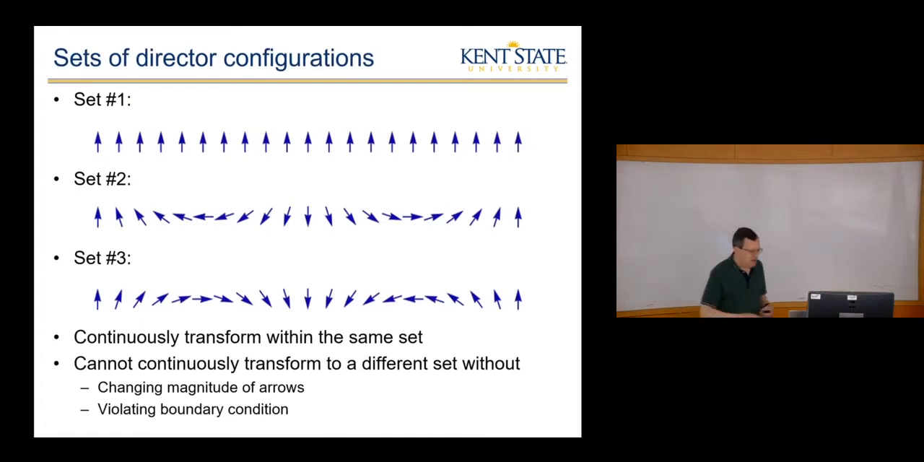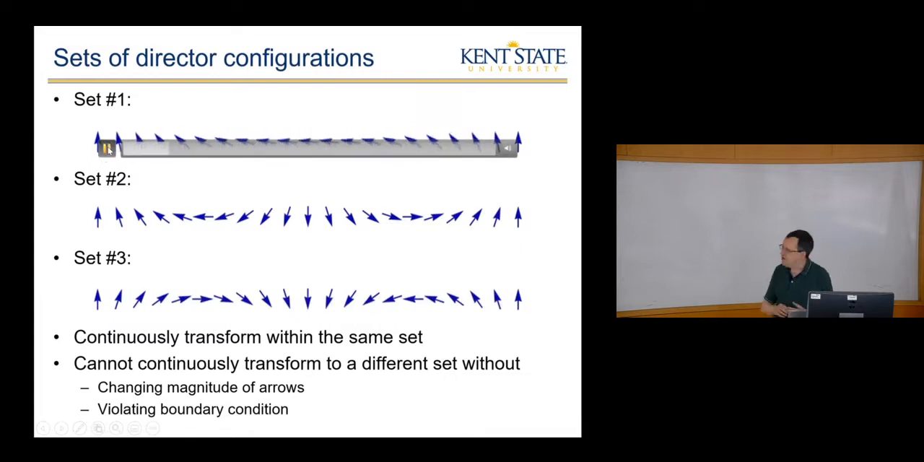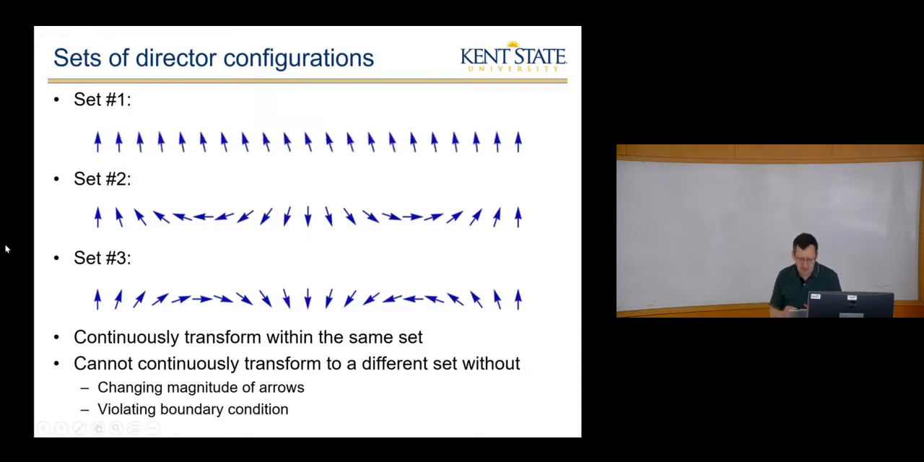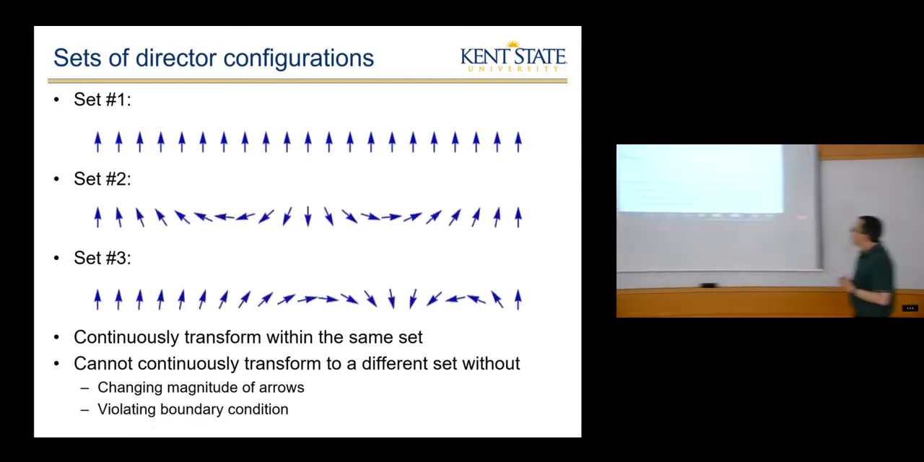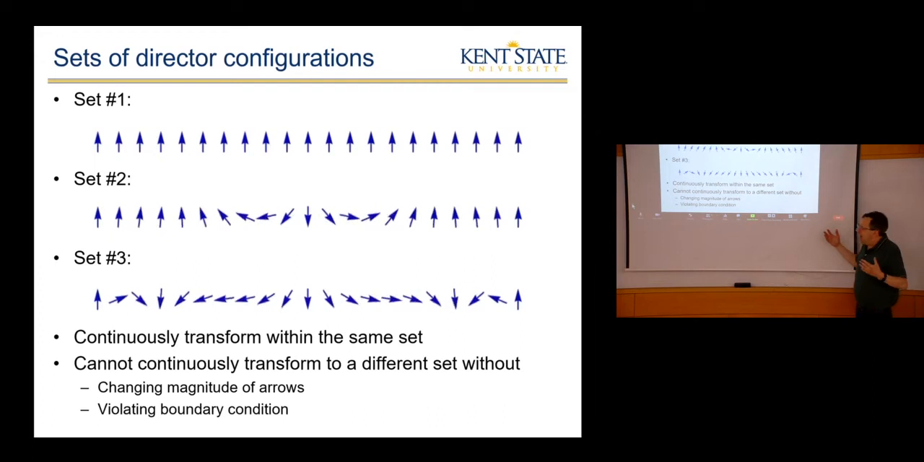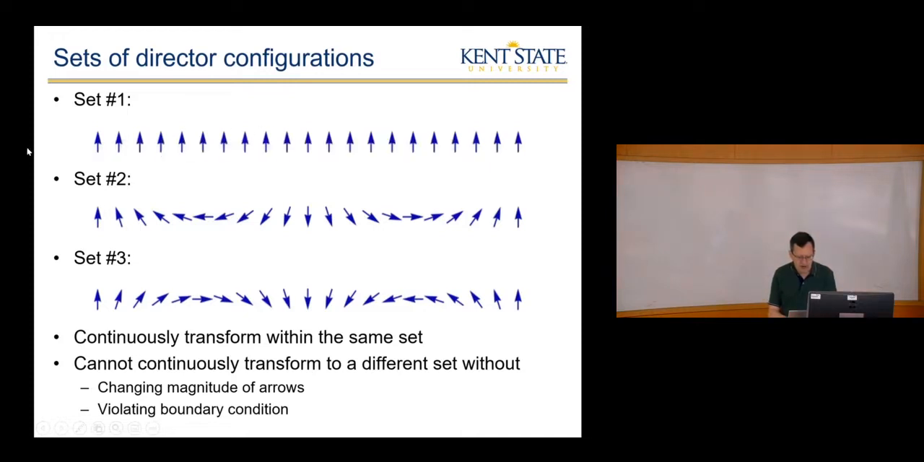All right, so now let's classify some of the configurations that might form, which are consistent with the requirement that the director is vertical on the two edges and with the requirement that it has the same magnitude everywhere. There's a whole bunch of configurations. Here's another whole bunch, and here's another whole bunch. You can see that within each bunch, it's continuously transforming from one to another. I'm making a sequence of tiny little changes in the director field to go from one configuration within the bunch to another. But I cannot continuously transform from something in set number one to something in set number two, or set number two to set number three.